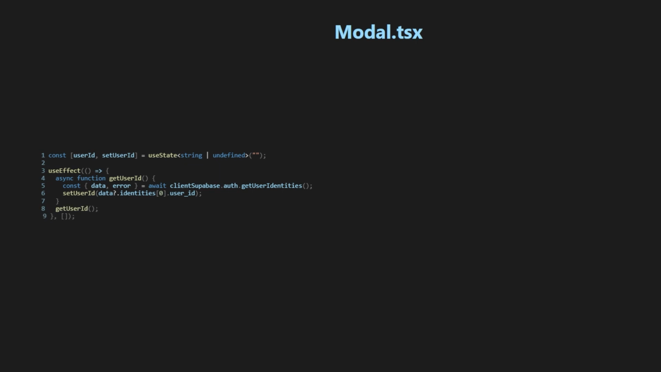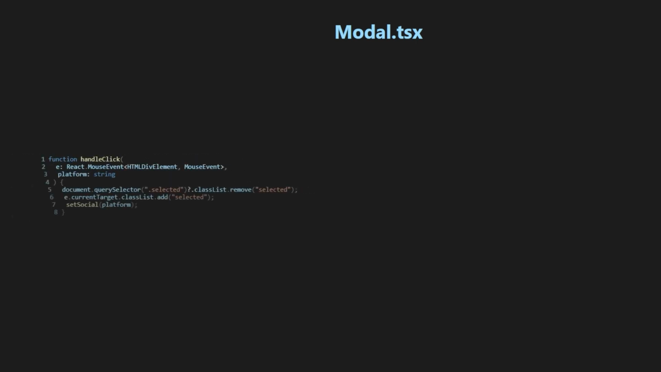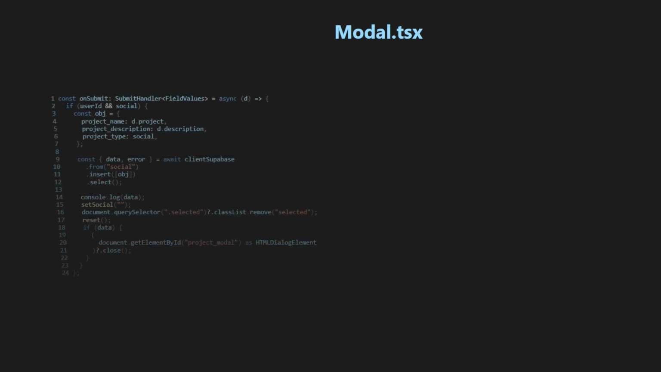Next, we manage the local state and retrieve the user ID from Supabase. We use the useEffect hook to fetch the user's ID when the component mounts, ensuring that we associate the project with the correct user. We also define a function to handle selection of social media platforms. When a user clicks on the social media icon, we update the selected platform and visually indicate the selection by adding a selected class. Now let's implement the form submission logic.